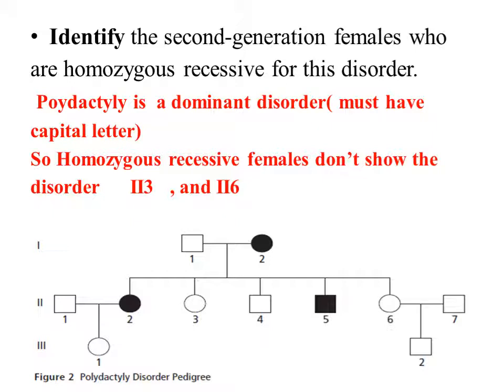In the offspring, or second generation, which females here have no disorder? Generation 2, number 3, and generation 2, number 6. They have no disorder because they are homozygous recessive. They are not shaded.